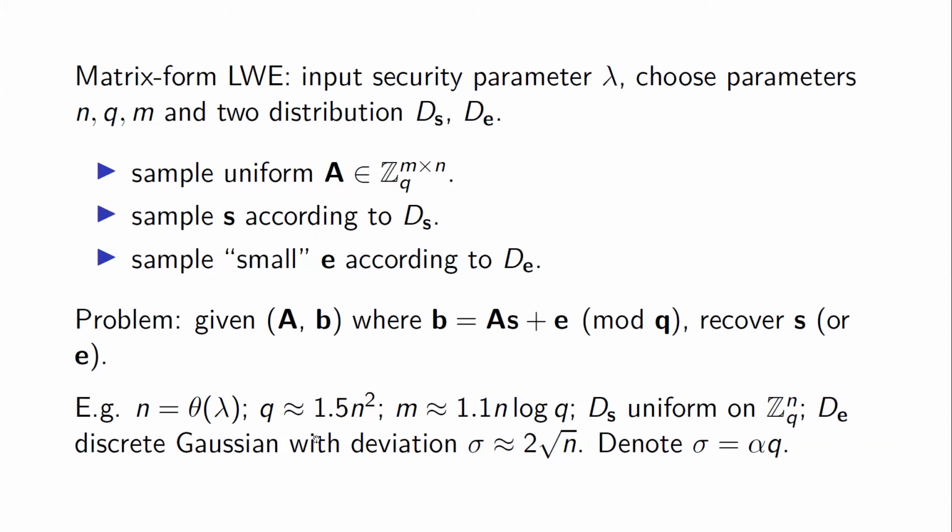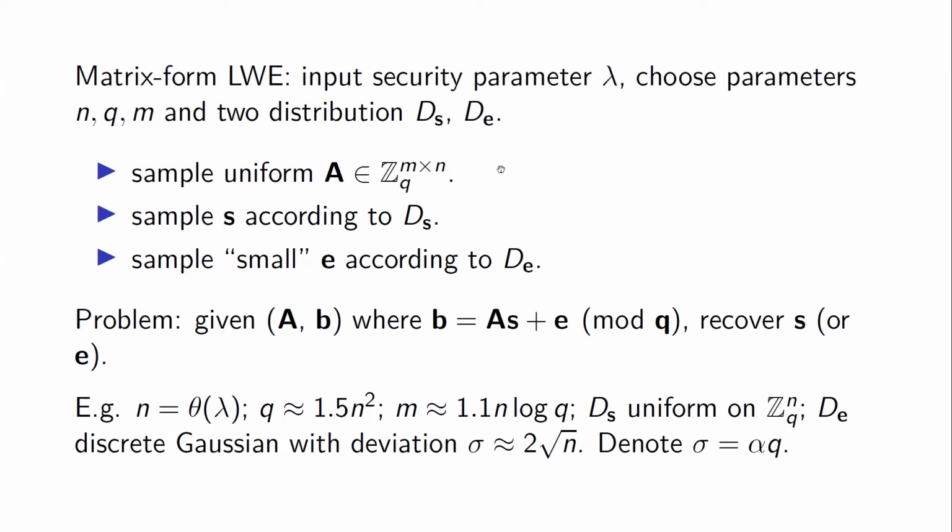Okay, and here are some example parameters. The security of this problem, we will see, depends on n. So we will choose n to be about the security parameter lambda, for example, lambda is 128. So we choose n, which is a constant multiple of that. And we choose the modulus q to be n squared. This is just one set of possible parameters. And we choose the number of samples, or the number of rows in the matrix, to be n log q.